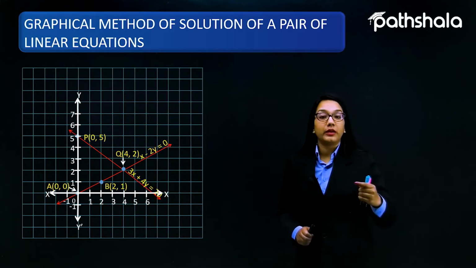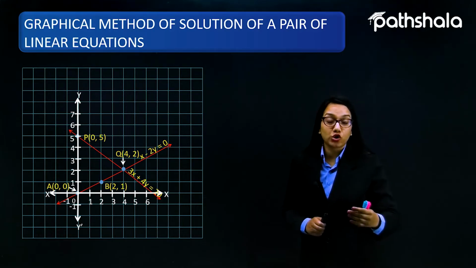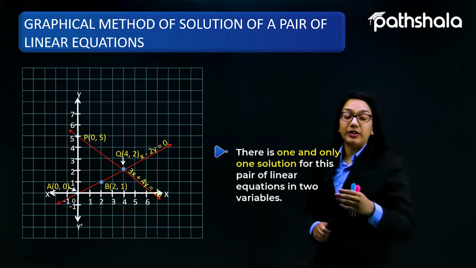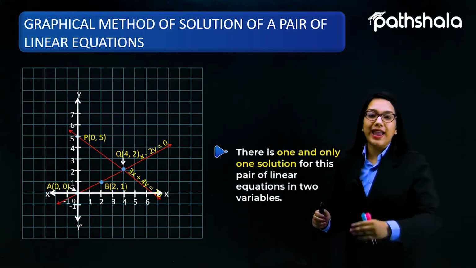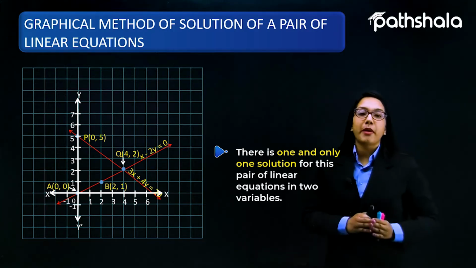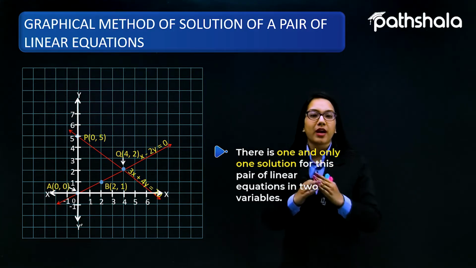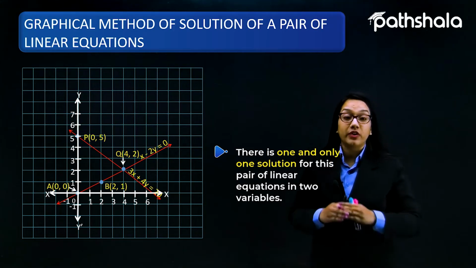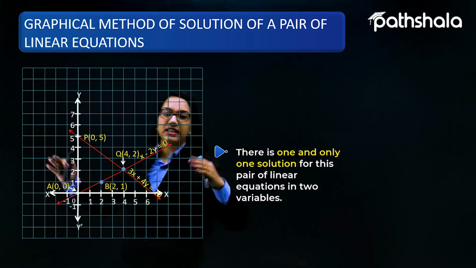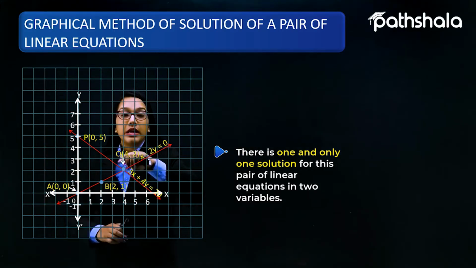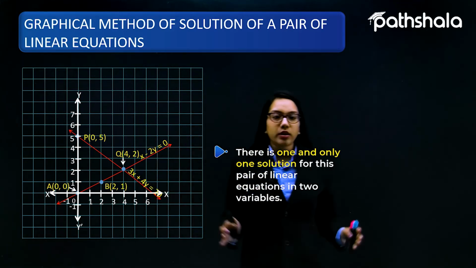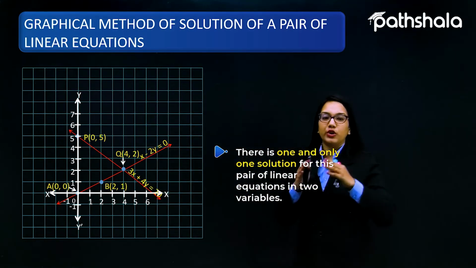So what would be the nature of the solution of this pair of linear equations? The nature is that there is one and only one solution for this pair of linear equations in two variables. Always remember, whenever we represent a pair of linear equations on the graph, if they intersect each other at a particular point, then we can say that there is one and only one solution for the pair of linear equations in two variables.